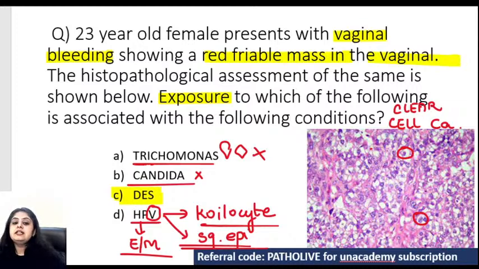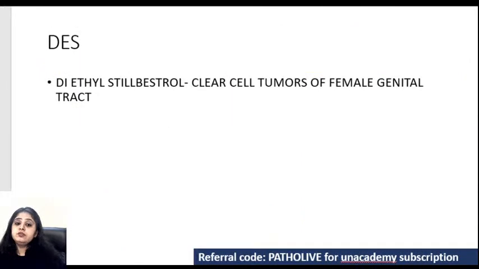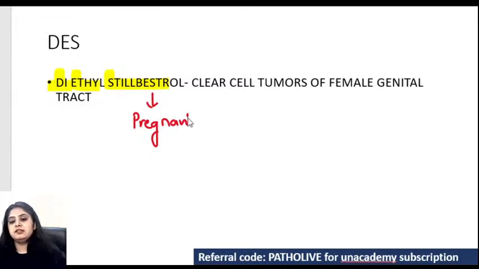What is DES? DES is a drug which is no longer in use. Once upon a time it used to be in use, and DES is diethyl stilbestrol. It was one of the hormones which was given to pregnant mothers, a hormonal preparation, so that their delivery and their pregnancy would go smooth. So this was given to pregnant mothers, and their pregnancy and delivery would go nicely and smoothly, and they would give birth to children via a normal vaginal delivery. So everything went fine in the pregnancy.